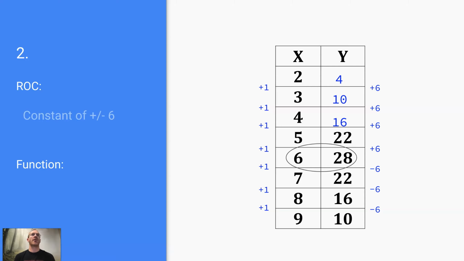All right, I guess I should finish the problem before I cut you off here. Once again, how do we describe that rate of change? It is a constant of plus and minus 6. Because of that, with the turning point, we have an absolute value function.